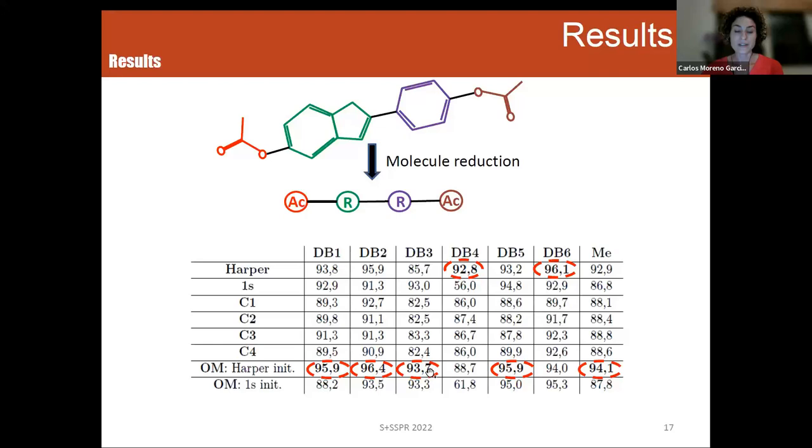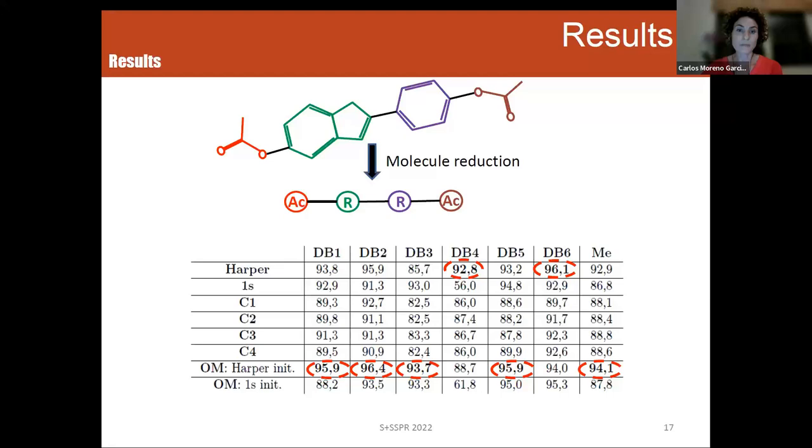The mean value was the highest one. But we realized that with this method, if we initialize the costs with the Harper initialization, the same as in the first row, or if we initialize with ones, like here, the results are much lower than with the Harper initialization. This means that this method is not robust if we change the initialization, and we couldn't demonstrate the convergence of this method. So we developed it, but we are trying to improve it.